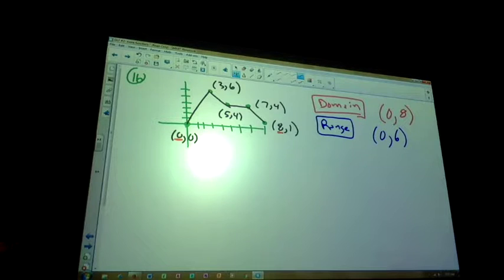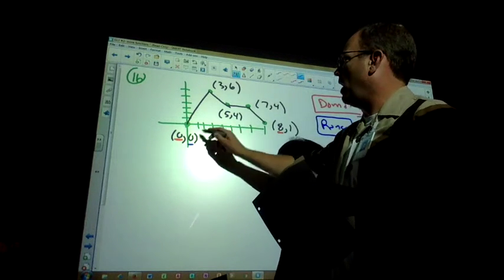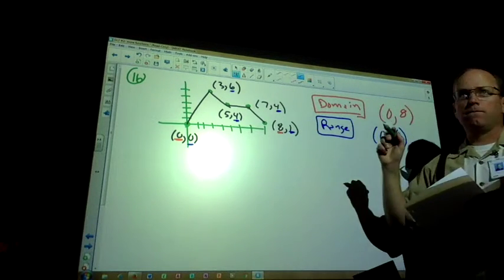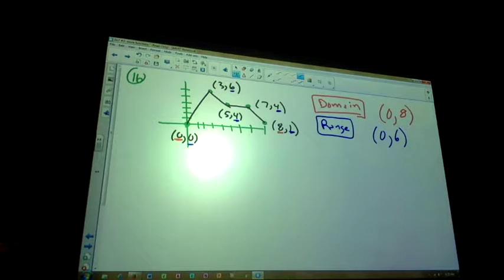Okay, so the range. We're looking at my y values. Okay? What's the lowest y value I have? 0. What's the highest y value? 6. Okay, I'm not worried about the 4, 4, and the 1. They just happen to fall between 0 and 6. Okay? What are the intervals where the graph is decreasing?